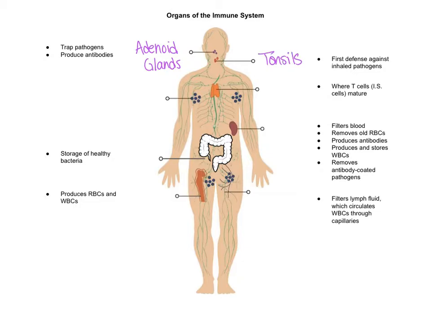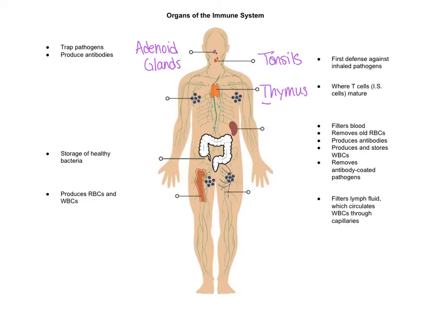The tonsils are also located in your mouth towards the back of your throat. Some of you may have had to have your tonsils out because your immune system might have been overreacting to certain pathogens, causing your tonsils to get inflamed. Tonsils are considered to be a first defense against inhaled pathogens. They trap things that you inhale, but you can survive without them. And again, sometimes our immune systems might be overreactive to things, which means they might cause the tonsils to get inflamed and therefore need to be removed.